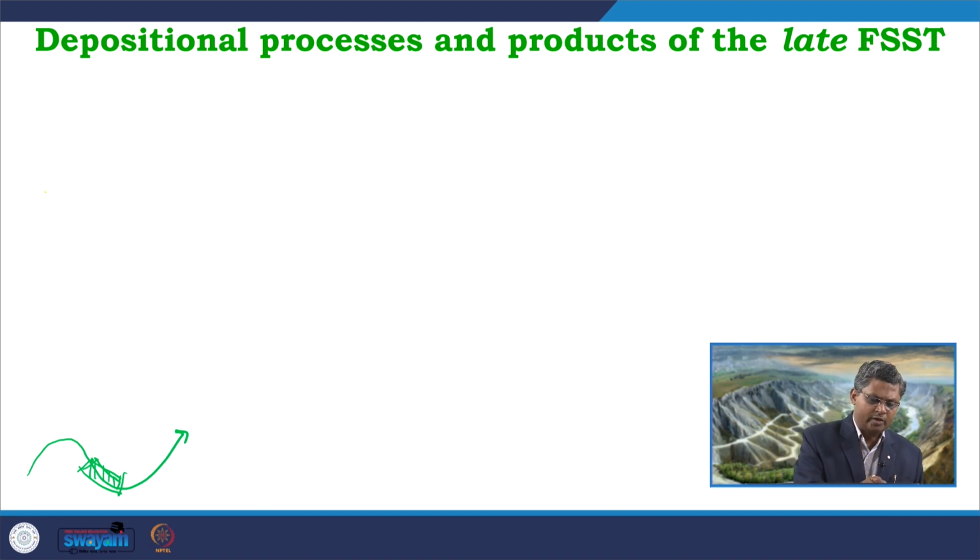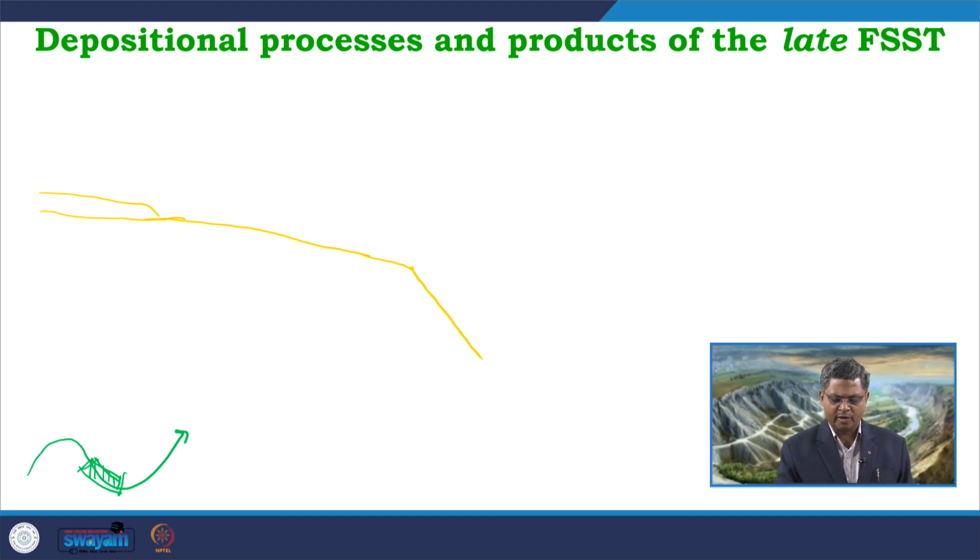Over here, the earlier HST prism was there, and then we have the shallow marine to shelf area, and that shelf area is reaching to the shelf edge. From here we have the slope and then the deep basinal part.